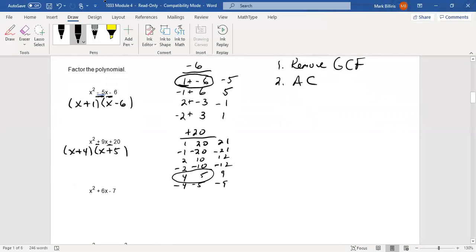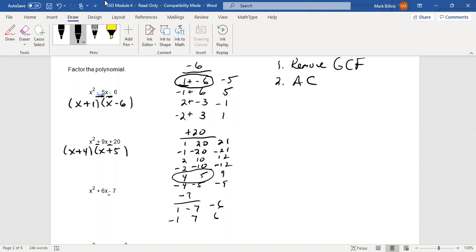Next example. Okay, so right away, just to drive that point home, I look at the last term. It's a -7, so that means my signs should be opposite. First step, remove the greatest common factor. Nothing divides into x squared, 6x, and -7. So I go to the AC method. I'm going to multiply my leading coefficient, which is 1, times -7, and that gives me a -7. Now I'm going to write down all the possible ways to get -7 and then add them together.